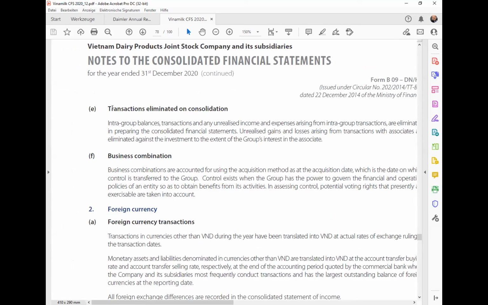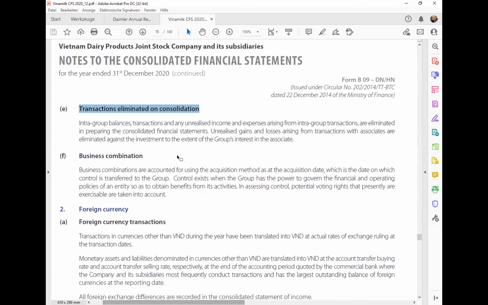Transactions eliminated on consolidation: intra-group balances, transactions, and any unrealized income and expenses arising from intra-group transactions are eliminated in preparing the consolidated financial statements. Unrealized gains and losses arising from transactions with associates are eliminated against the investment to the extent of the group's interest in the associate.